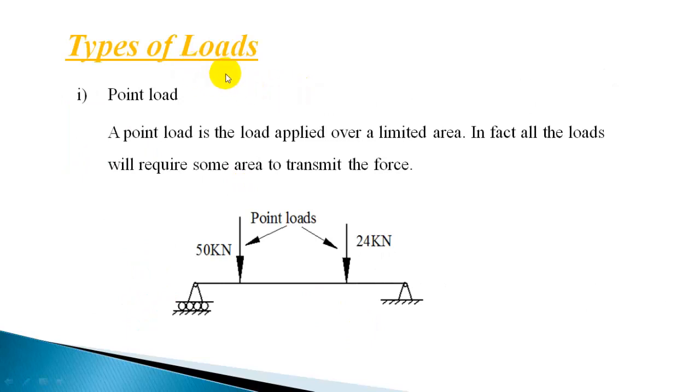So, different types of loads. We have the point load. A point load is a load acting on a limited area. Any load needs some area to act upon, but a point load acts over a very small area on the beam. It is not spread, it is concentrated on some smaller area. It is like you are applying force with your finger, just pressing with the finger. That is similar to a point load.